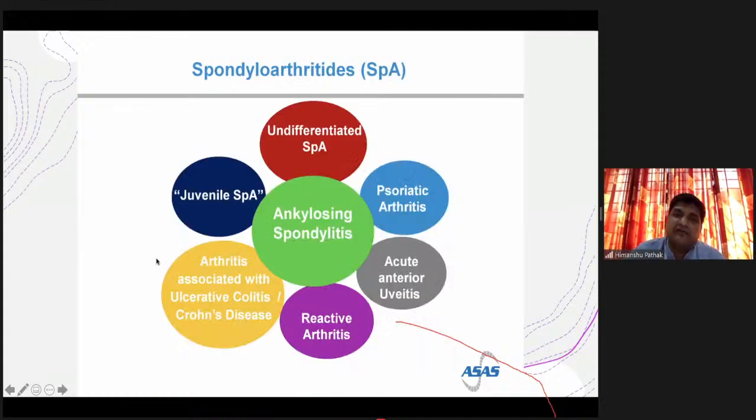And when we think of inflammatory back pain, when we think of lower back pain, ankylosing spondylitis, there is a whole spectrum of this condition: undifferentiated spondyloarthritis, psoriatic arthritis, uveitis, reactive arthritis, arthritis associated with Crohn's disease. So when you make a diagnosis of inflammatory back pain, ankylosing spondylitis, you should always be inquiring about all these scenarios.